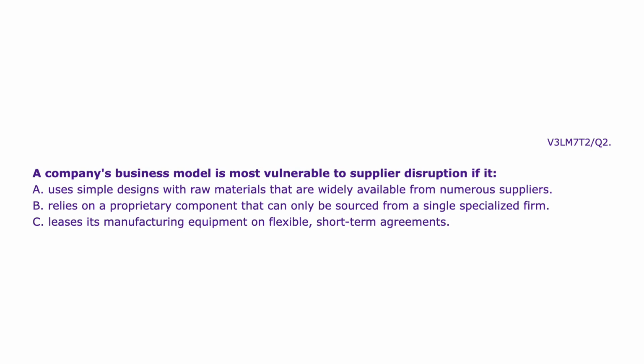A company's business model is most vulnerable to supplier disruption if it: A, uses simple designs with raw materials that are widely available from numerous suppliers; B, relies on a proprietary component that can only be sourced from a single specialized firm; C, leases its manufacturing equipment on flexible, short-term agreements.